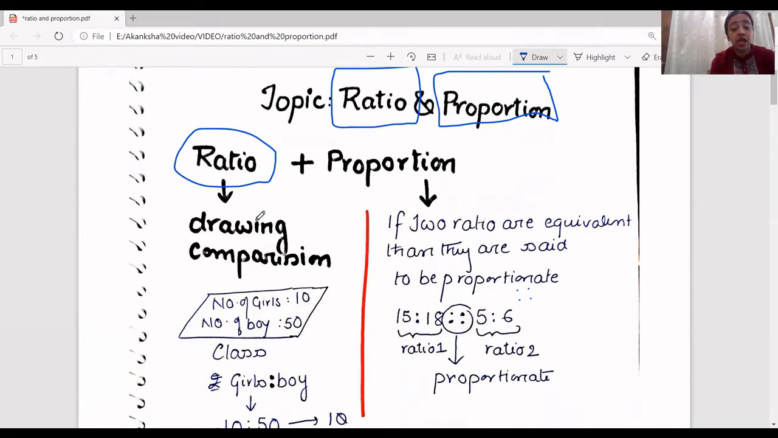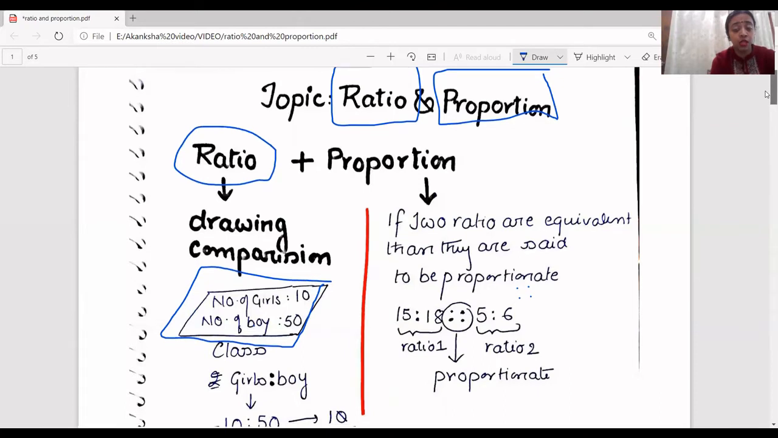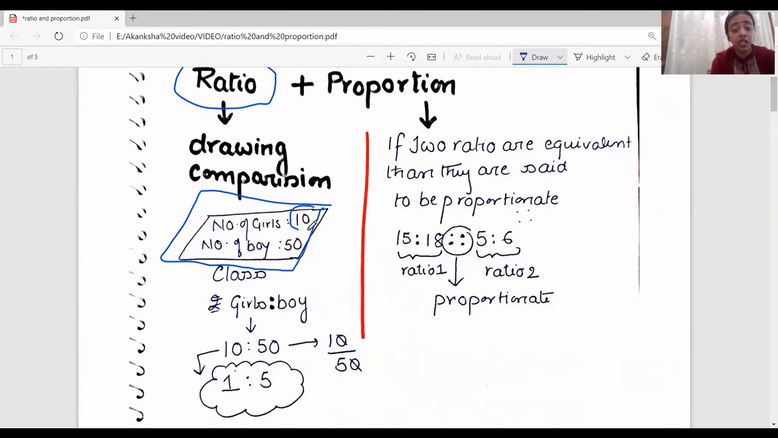Let us take an example of a class. Here I have assumed a class which has a number of girls and a number of boys. The girls are 10 in count, whereas boys are 50 in count. Now when someone asks, what is the ratio between the girls and boys? The common answer is that the ratio between the girls and boys is 10 is to 50. How are we coming to that conclusion? Let's see. The number of girls is 10 and the number of boys is 50.